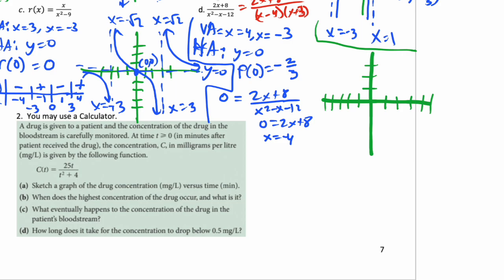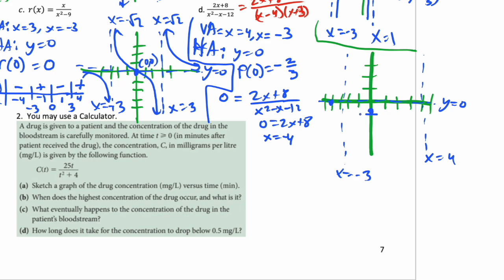Okay, so let's plot the asymptotes first. We've got y equals 0 first. Don't forget that one. x equals 4, and x equals negative 3. Then we got the y-intercept is negative 2/3, and the x-intercept is negative 4.